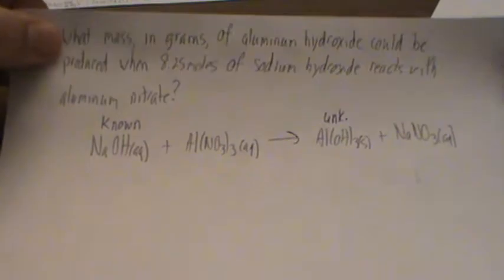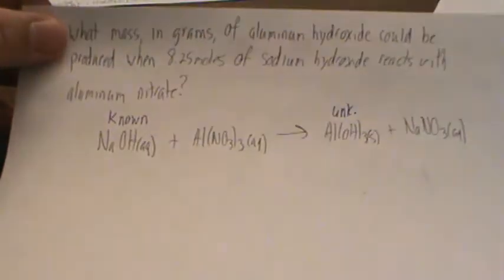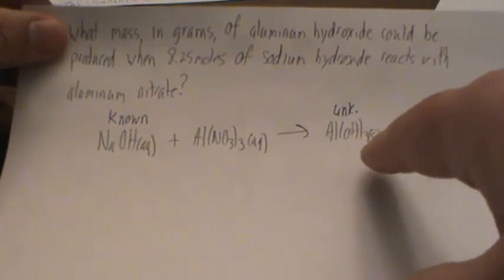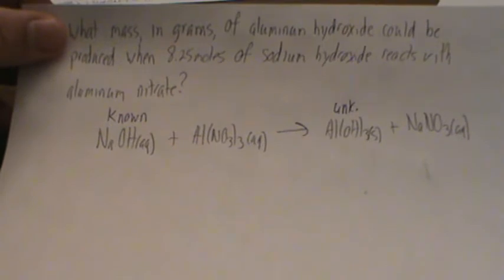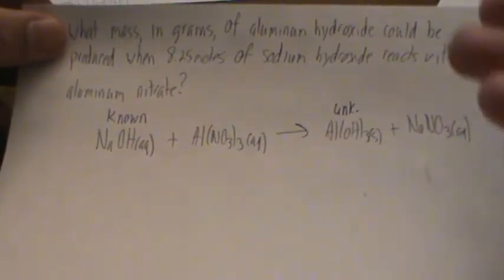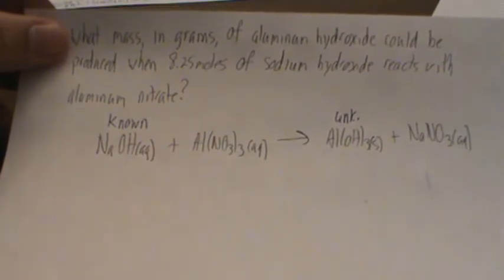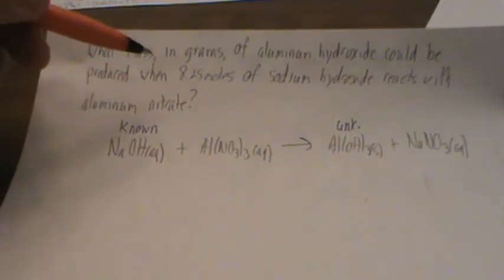A lot of the times our unknown is going to be our products, excuse me, and our known are going to be the reactants. But we can also flip that around and have a problem in which the known will be one of your products and the unknown will be one of the reactants. All right, so we have our known and unknown marked.